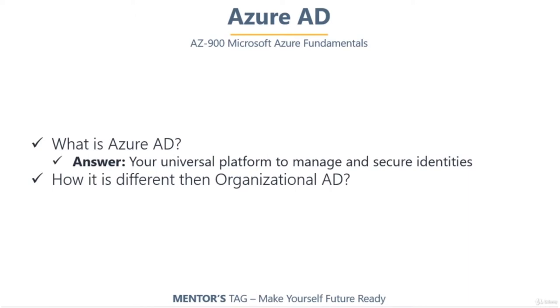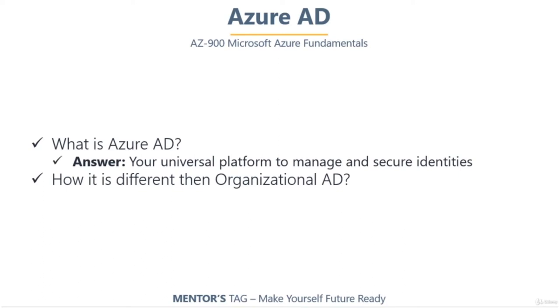If I focus on the official definition, Microsoft says that Azure AD is your universal platform to manage and secure identities. Now, identity itself is a big word, and Microsoft has divided identities into four different sections, which are known as the four pillars of identity. These four pillars are authentication, authorization, administration, and auditing. We'll focus on identity in depth later on.